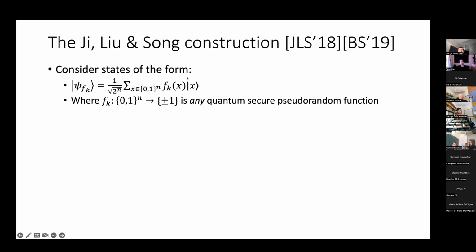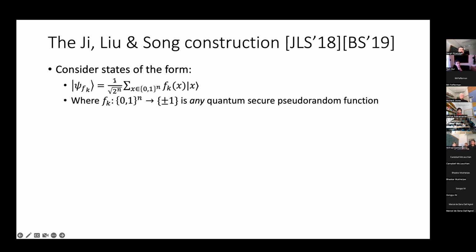So what they do is they consider states of the following form, which we'll call psi sub fk, where fk is any quantum pseudo-random function. Roughly speaking, what that means, if you're not familiar with cryptography, is that there's some key, which is some classical information k, and if we know what that key is, then we can compute f sub k. But if we don't know what that key is, and to us it looks uniformly random, then we can't distinguish fk from a totally random function with anything fewer than some super polynomial number of queries. Okay, and so these are the states that they're considering.